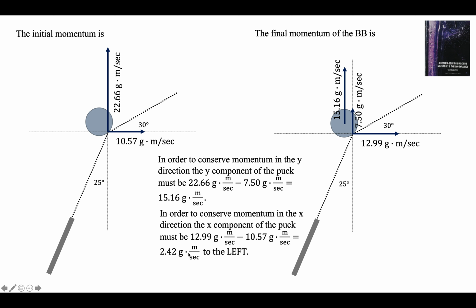12.99 minus 10.57 is 2.42 to the left. It's got to be right here. There it is. So momentum in the x direction is conserved, momentum in the y direction is conserved. That is the principle of conservation of momentum.